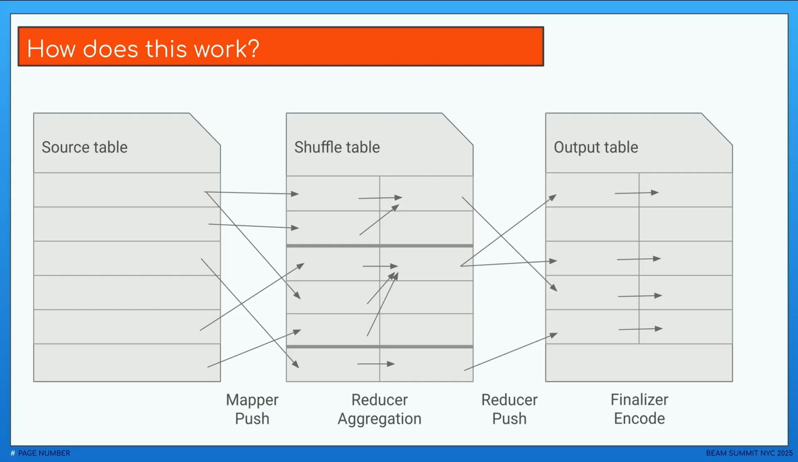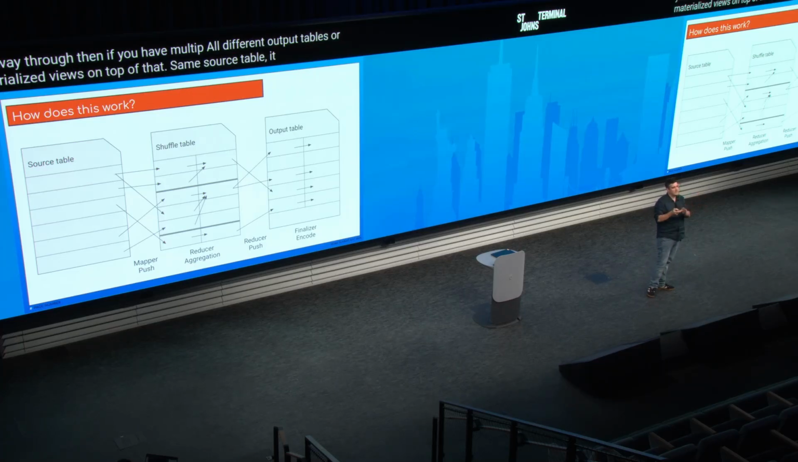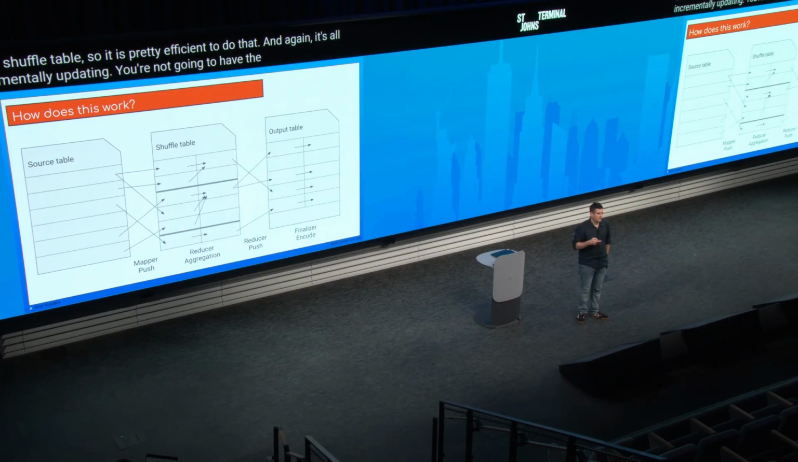The way these ones work is they are much more designed around these fresh data streaming type use cases, where the data lands in the source table, and as soon as that data is written, it will push into a shuffle state. It's all incremental, one row at a time, and then you're actually pushing your way through. Then if you have multiple different output tables or materialized views on top of that same source table, it can reuse that same shuffle table. So it is pretty efficient to do that. And again, it's all incrementally updating. You're not going to have the big batch processes, that kind of thing.